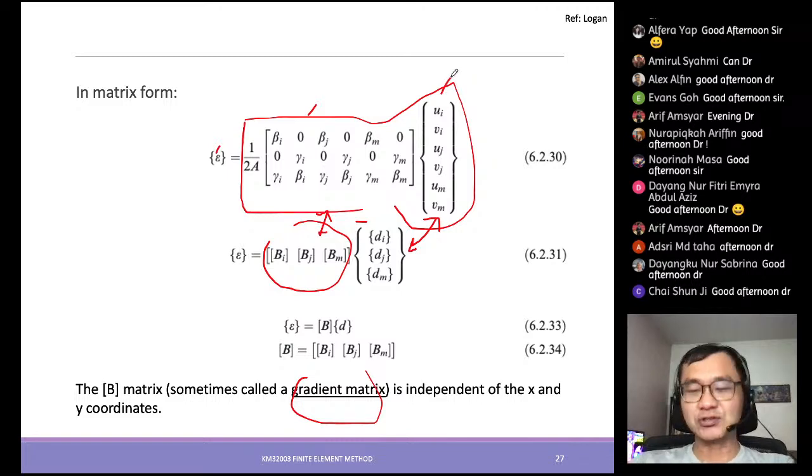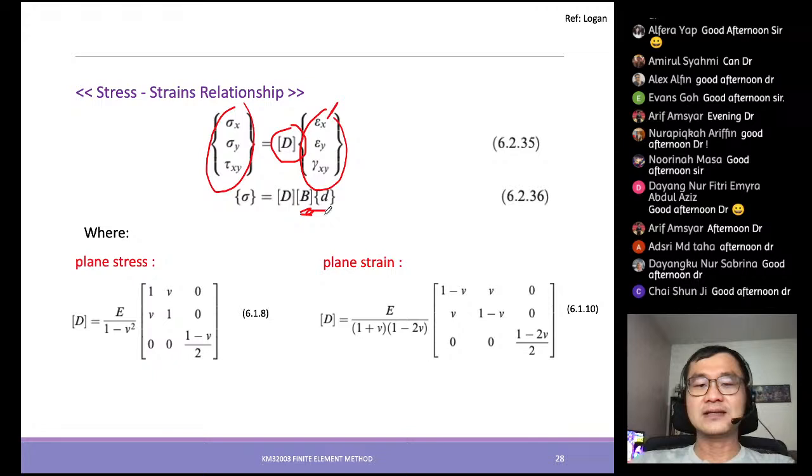Now back to the stress-strain relationship. We know that there is a constitutive matrix involved, and the strain and the stress are given as such. This strain matrix is related to the gradient matrix multiplied by displacement, so we can replace that with this. Therefore we can solve for the stress acting on that particular element, the CST in this case. The D remains depending on the type of analysis that you are going to apply.